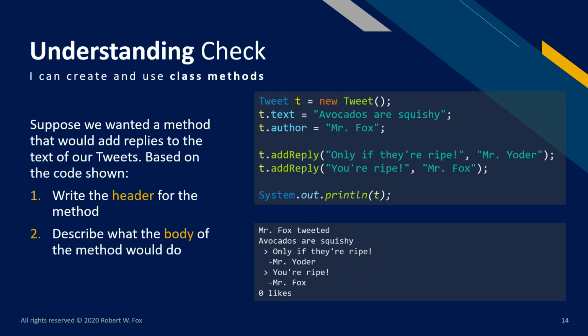Before we wrap up, let's check your understanding. So let's suppose I want to add another method to the tweet class that allows individuals to reply or comment on a tweet. So what it will do is it will basically add onto the text of the tweet. So originally my tweet text is avocados are squishy, but I want to add to it 2 comments. Only if they're ripe by Mr. Yoder and you're ripe by Mr. Fox. And what will happen, again, this will add on to the text of the tweet so that when we print line the tweet, not only will we get the tweet, but we will also get these comments down below.